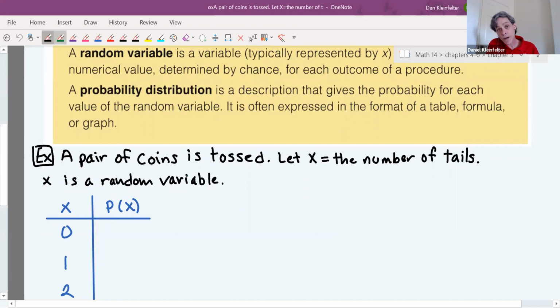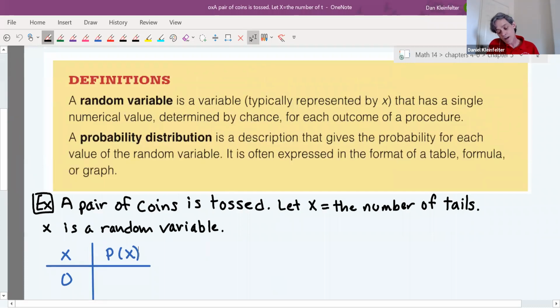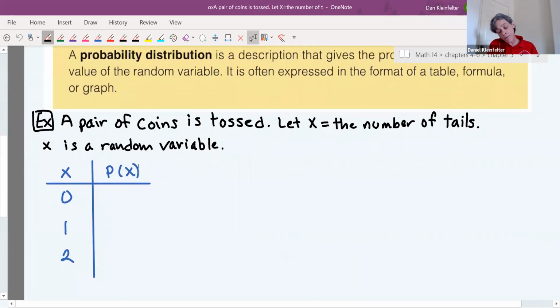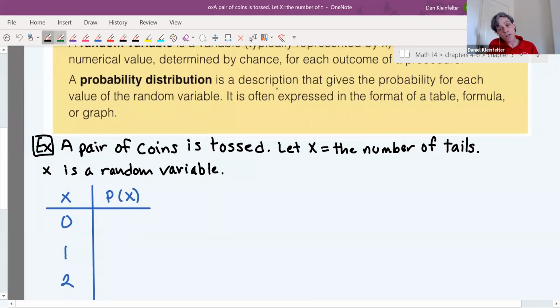Suppose that we toss a pair of coins. And as you recall, in this class, all of our coins are assumed fair unless you're told otherwise. We're going to toss 2 coins. Let x represent the number of tails that we get. Then x is a random variable. So the random variable is numeric. So in this case, we're defining it to be numeric, the number of tails that you obtain when you toss this coin. So a probability distribution is a description that gives the probability for each value of the random variable.